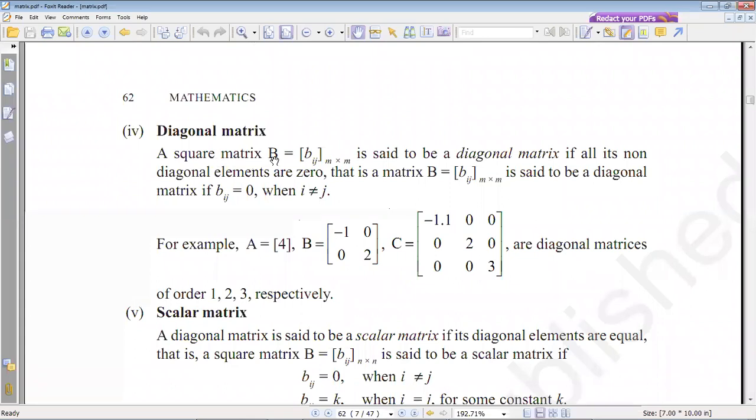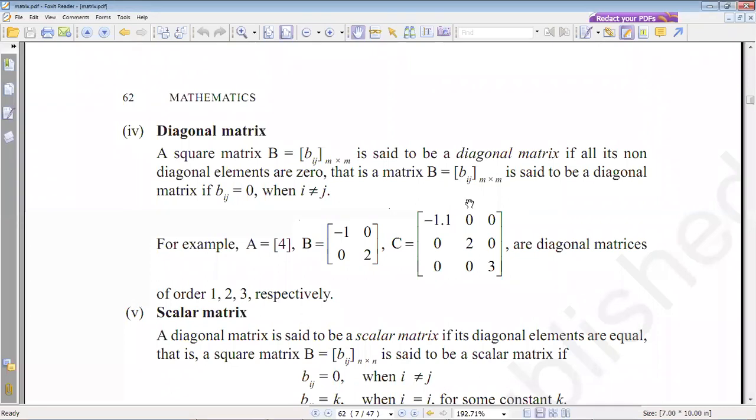A square matrix is said to be a diagonal matrix if all its non-diagonal elements are zero. That means see here, this is a square matrix, and this is your diagonal. All the elements except this diagonal are equal to 0.